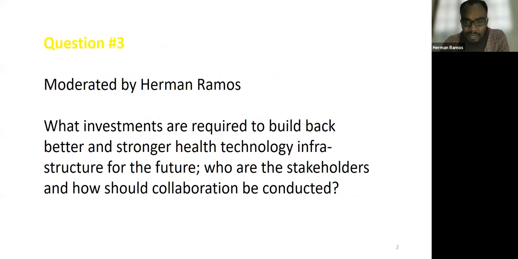So after this introduction, I will go back to the question: what investments are required to build back better, stronger health and technology infrastructure for the future, taking into account the Sendai framework and also the COVID pandemic, and who are the stakeholders in this integration between the health system and internet governance, and how should collaboration be conducted? Thank you. I will be waiting for the contributions.